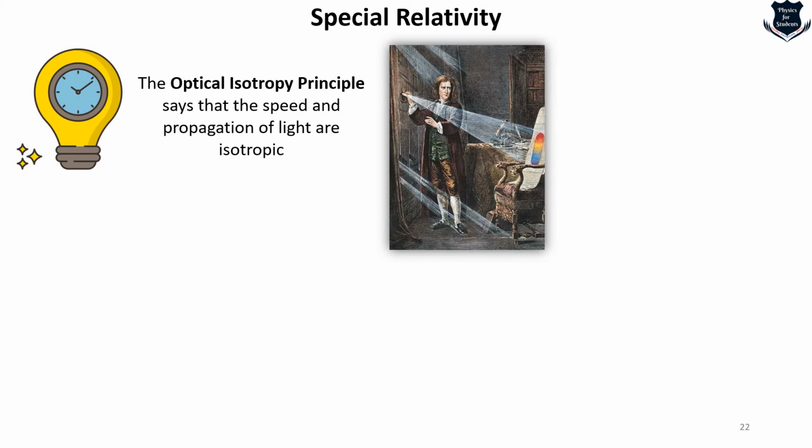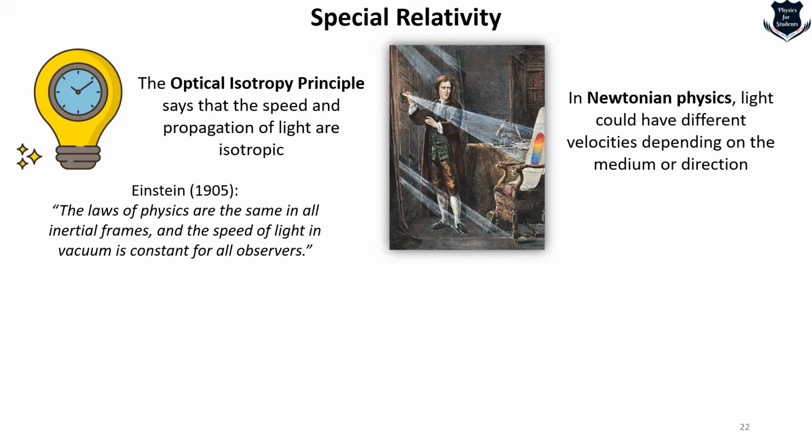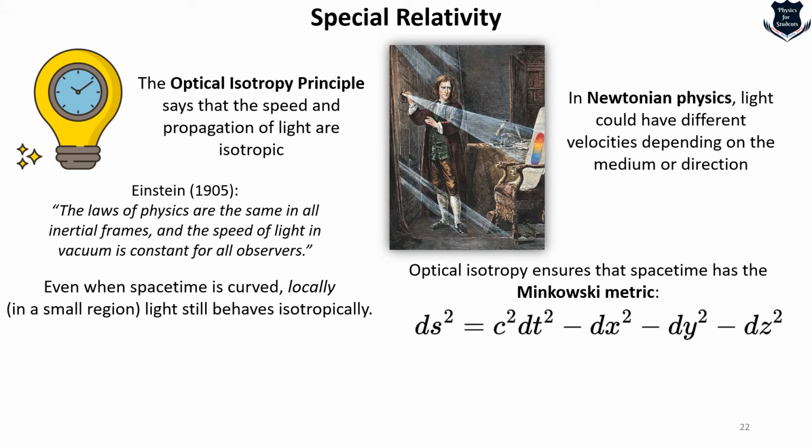In Newtonian physics, light could have different velocities depending on the medium or direction, which led to theories like the ether, which I'm not going to talk about. But Einstein in 1905 said that the laws of physics are the same in all inertial frames and the speed of light is constant. What it led to is that when space-time is curved locally, light still behaves isotropically. So the optical isotropy principle holds, and what we get from here is that optical isotropy ensures that space-time has the Minkowski metric.